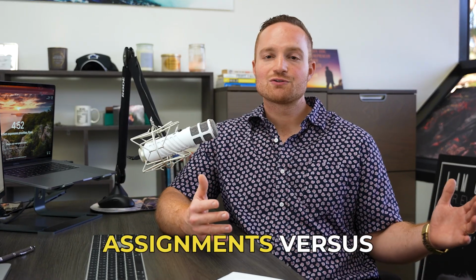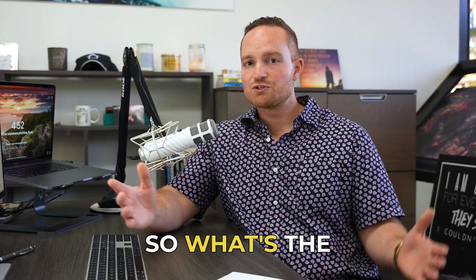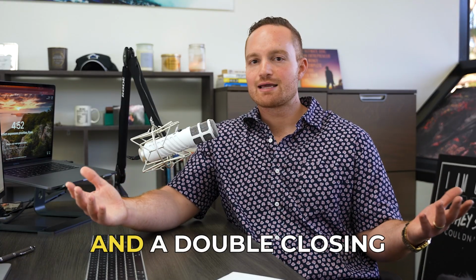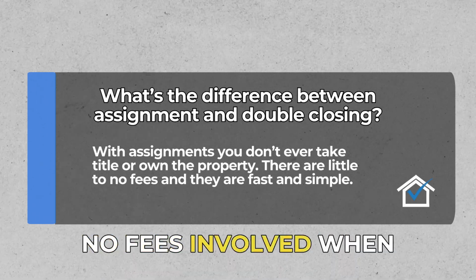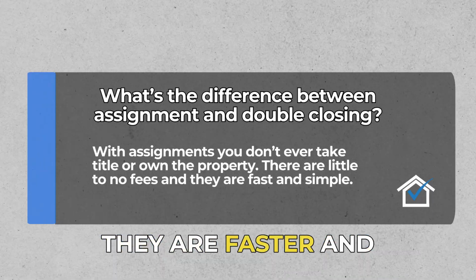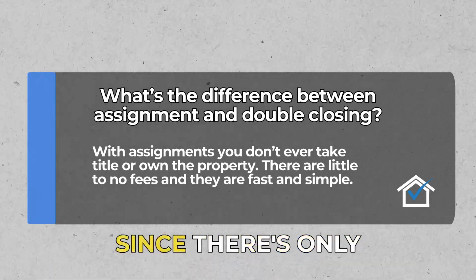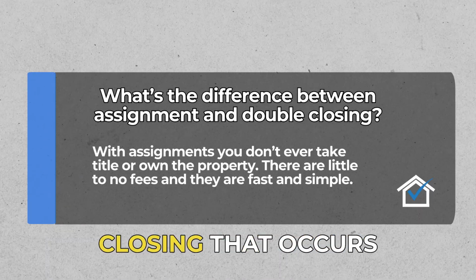Let's talk about assignments versus double closings. So what's the difference between an assignment of contract and a double closing? With assignments, you don't ever take title or own the property. There are little to no fees involved when assigning contracts. They are faster and simpler transactions since there's only one escrow and one closing that occurs.